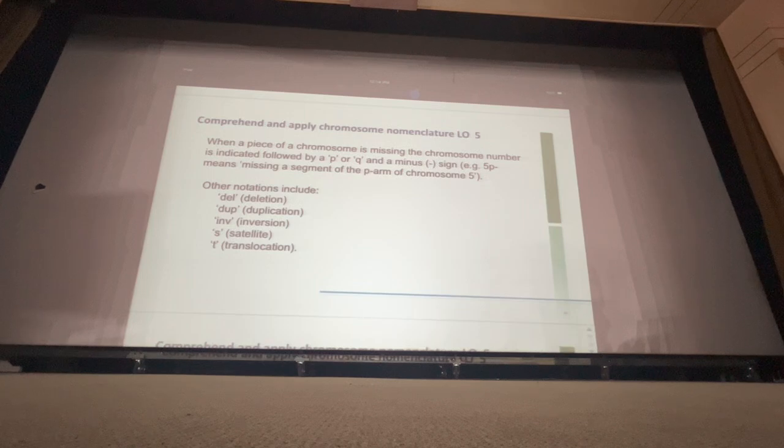So when a piece of chromosome is missing, the chromosome number is indicated, followed by a P or Q and a minus sign. For example, 5p minus means a missing segment of the P arm of chromosome number 5. Other notations, for example, we might sometimes write del, dot, inv, or trans notation.